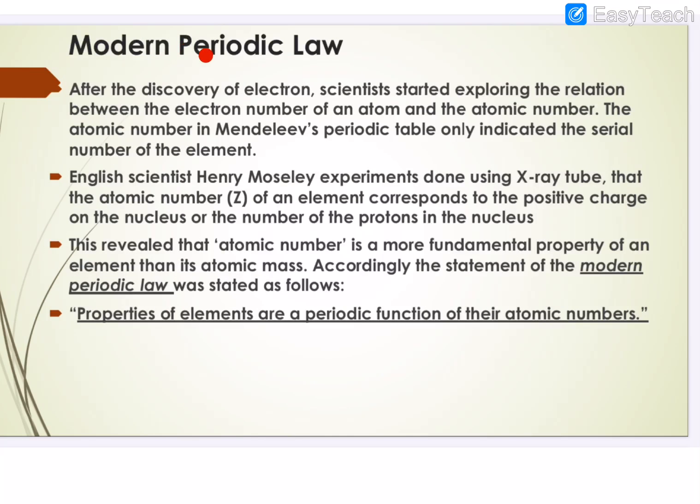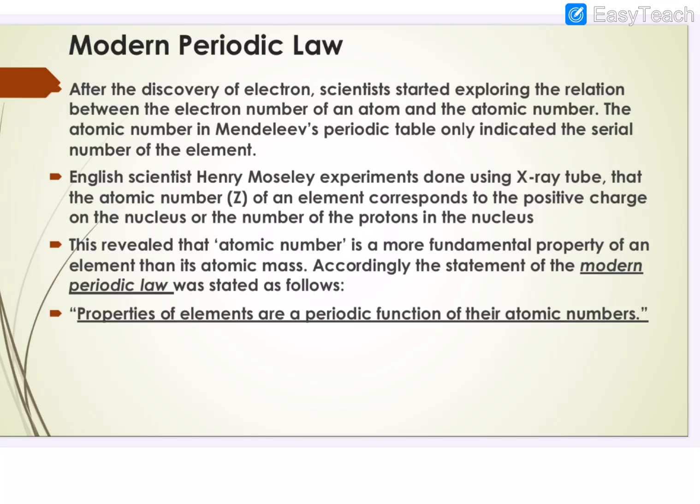Next we are going to discuss the modern periodic law. After the discovery of the electron, scientists started exploring the relation between the electron number of an atom and the atomic number. Before that, the inside structure of the atom was not known. So after discovering the electron, the scientists started exploring the relation between the electron number of an atom and the atomic number.